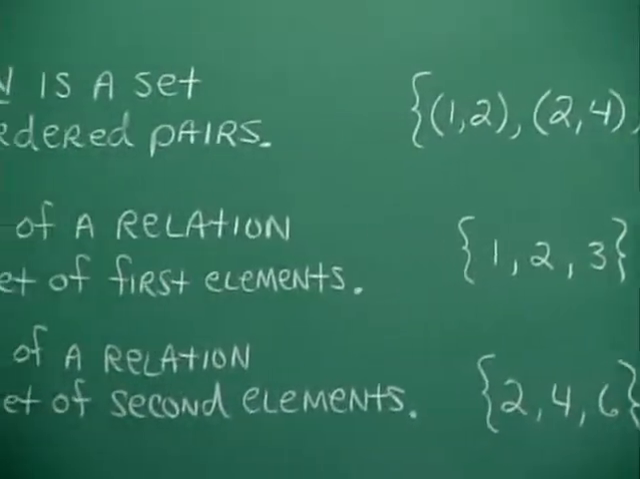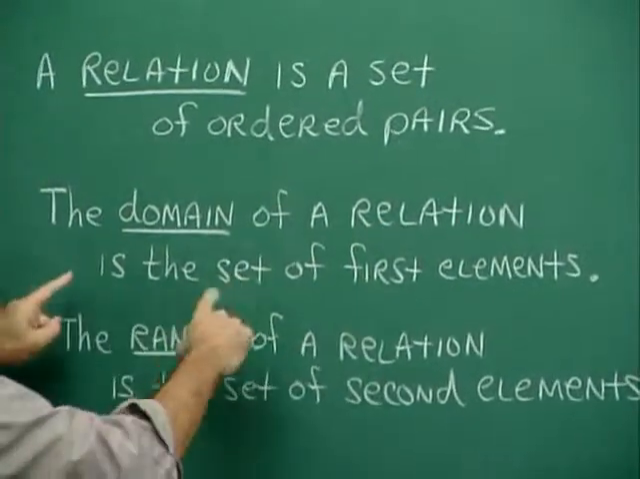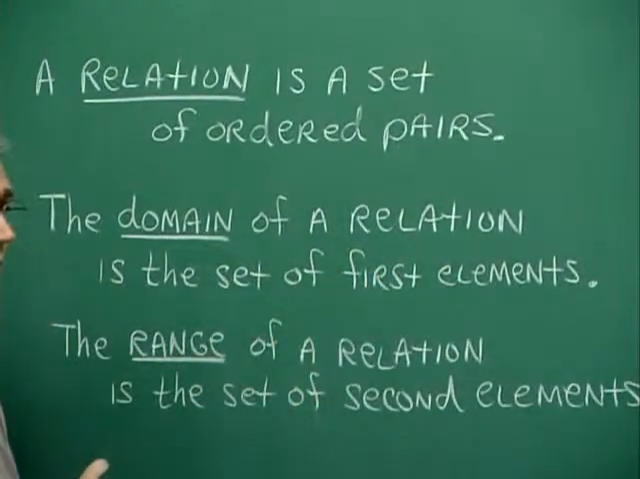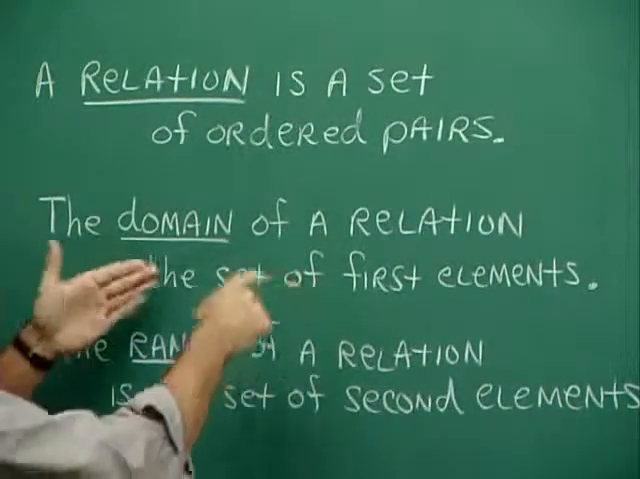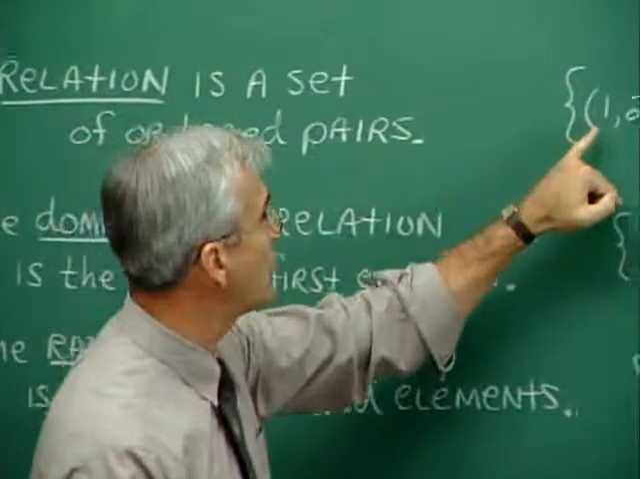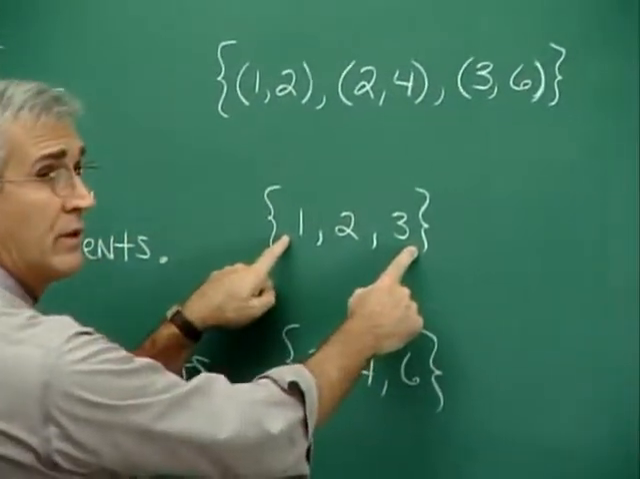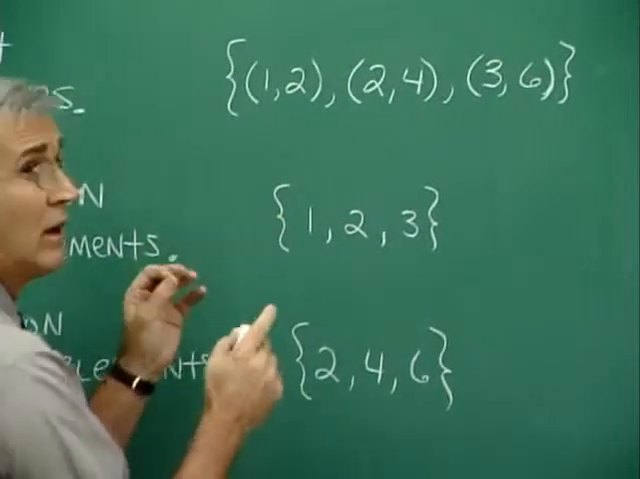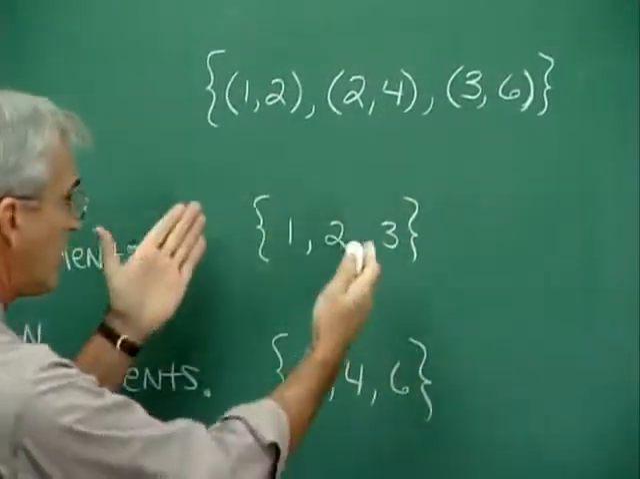All right, back over here. Let's define domain of our relation as the set of first elements, and range as the set of second elements. So the domain would be the set of first elements. Well, that's just 1, 2, and 3. The set consisting of 1, 2, and 3. The range is the set of second elements. Well, that would be 2, 4, 6. You see, domain and range.